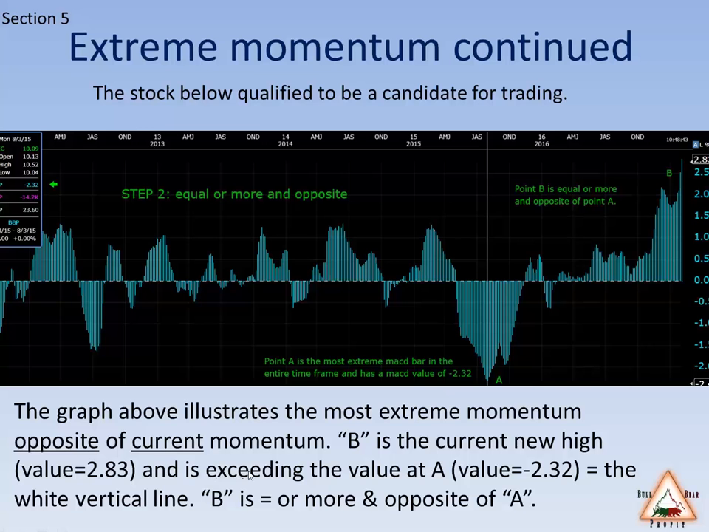And of course it says here it is exceeding the value at A, which was negative 2.32, which equals the white vertical line right here, and B is equal or more and opposite of point A. So that's what we're referring to over here. So that's where the stock becomes a candidate, when the MACD value exceeds a negative 2.32. It's got to go at least 2.32, and of course it did. It went to 2.83.